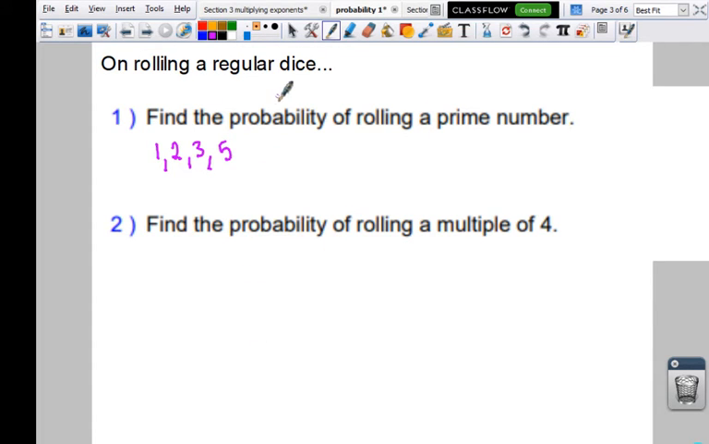But we're on a regular dice, right? Do I need to go past 6 if I have a regular dice? No. So how many times do primes show up on a regular dice? 4 times, right? There are 6 total. So to find this probability, it's just 4 out of 6, which we're going to plug into Desmos.